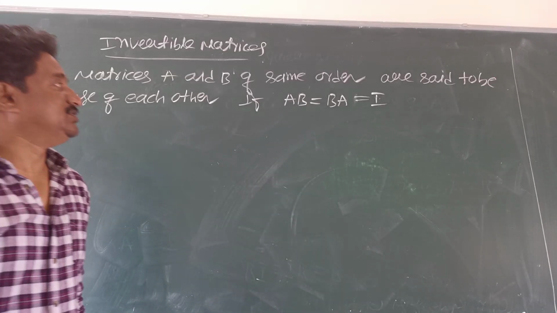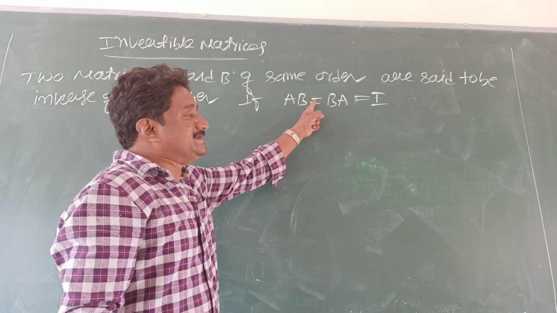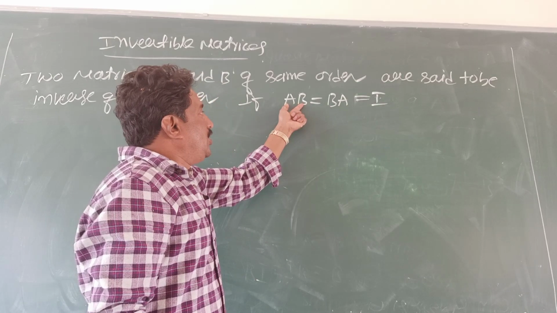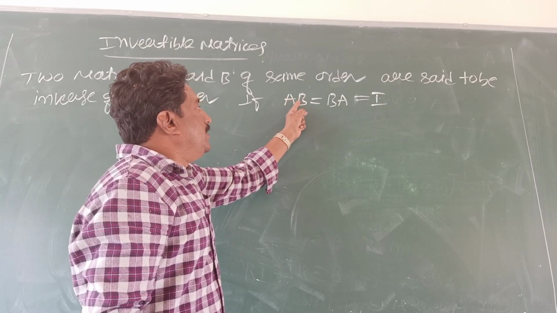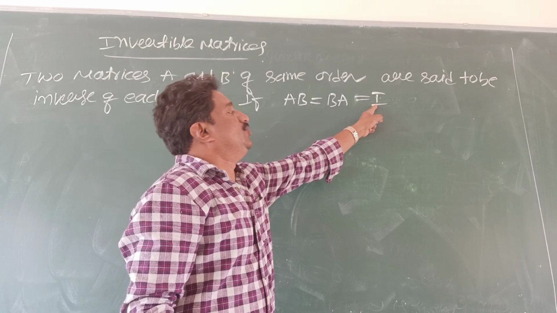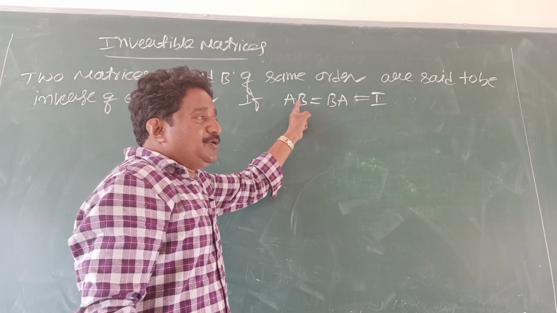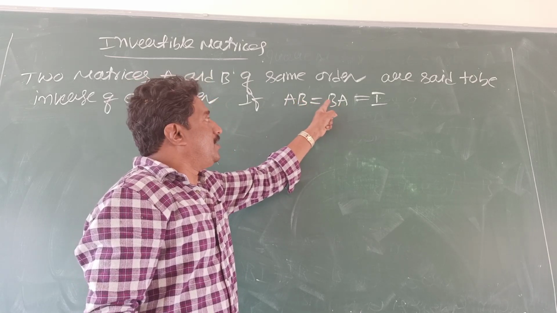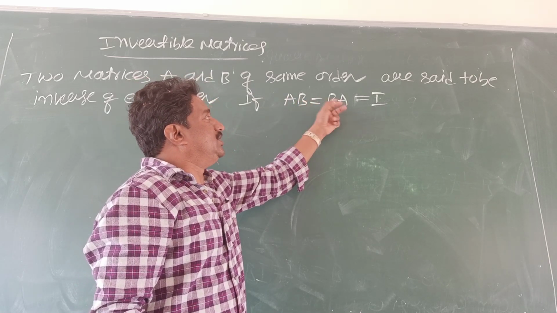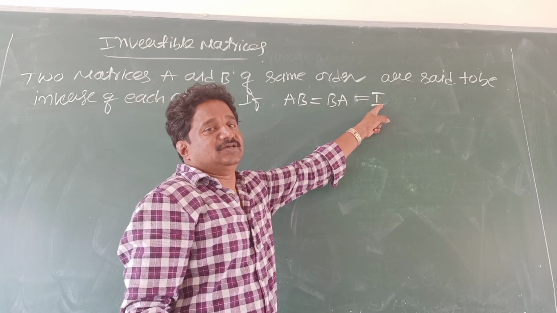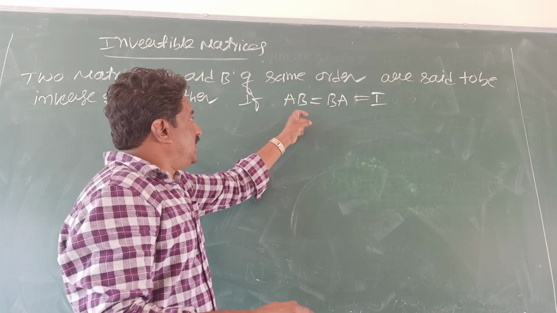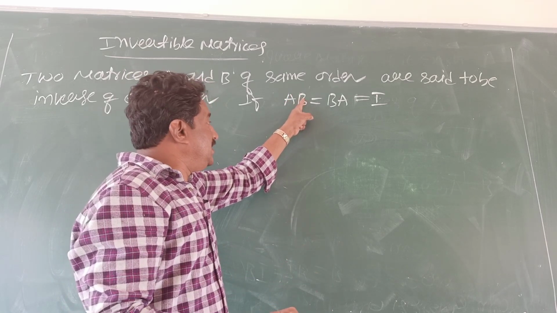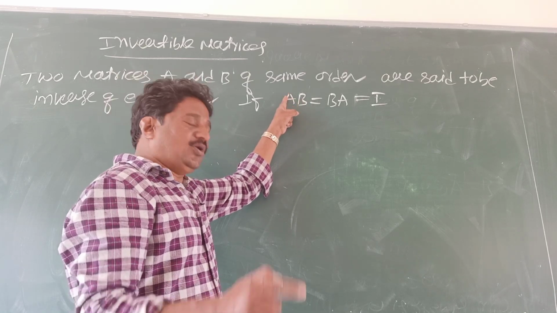By this equation, students, A into B is equal to B into A is equal to I. That means the product of A and B must be equal to the identity matrix. You take either A into B or B into A; both the products must be equal to the identity matrix. Then we say A inverse is equal to B or B inverse is equal to A. Both are one and the same.